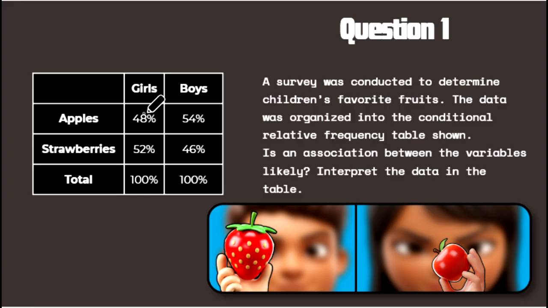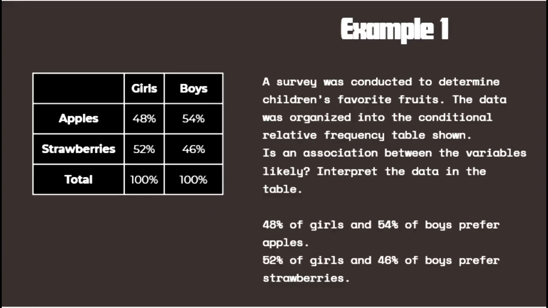Looking at these, you can see that the percentages are very close to each other. So it's likely there's not an association. 48% of girls and 54% of boys prefer apples. 52% of girls and 46% of boys prefer strawberries. So there's probably not an association between gender and which fruit they prefer, because it's pretty evenly split.